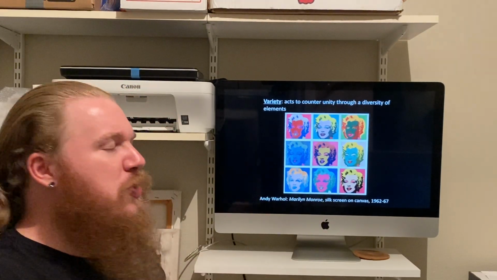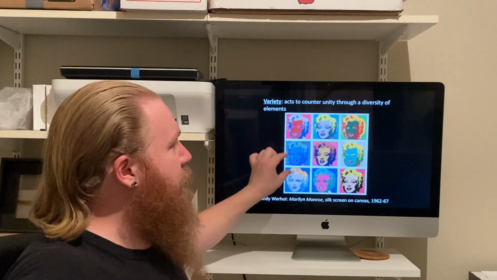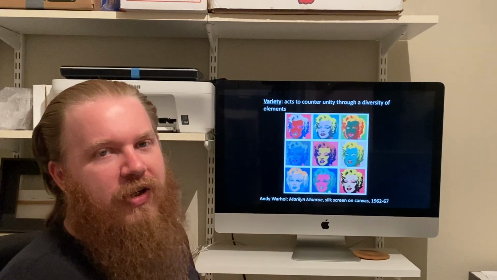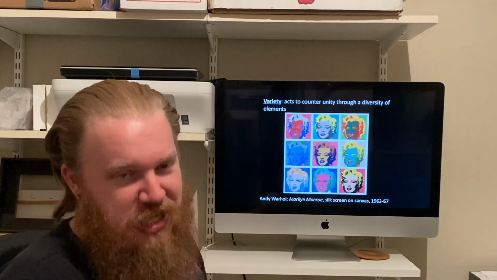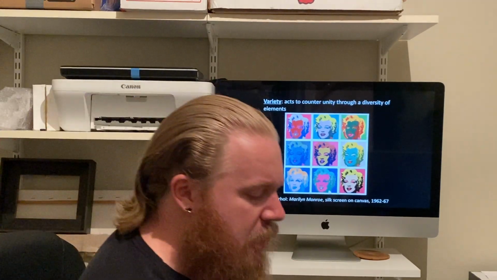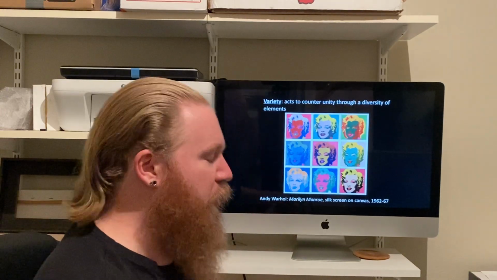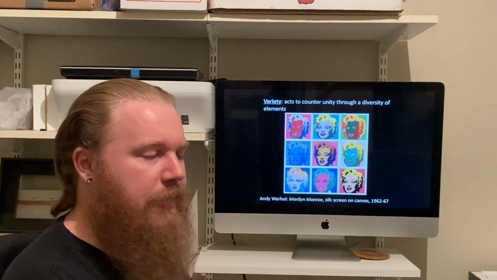And so we can see that the unifying factor in this particular image is the repeated image of Marilyn Monroe over and over again. However, the variety is the fact that each time the color palette changes. So once again, this is a little bit straightforward and on the nose kind of example, but it's a pretty good example of the two going hand in hand.